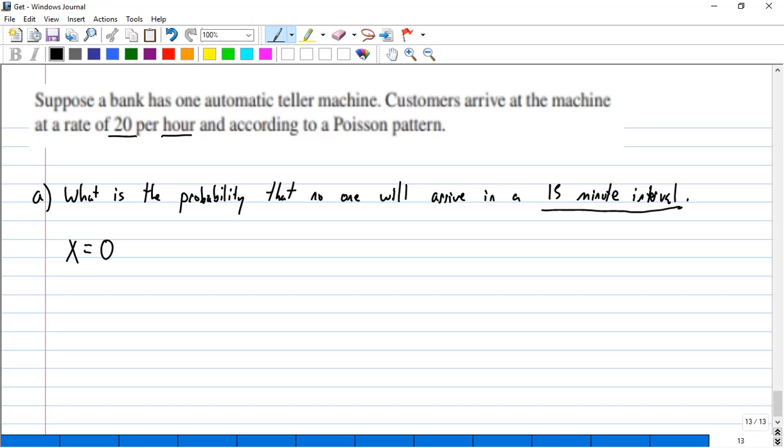So, if on average 20 people arrive in an hour, how many 15-minute intervals are in an hour? 4. So does that mean 60 people arrive every 15 minutes? No, that wouldn't make sense, would it? So you have to divide by 4. If we know 20 arrive in an hour, then on average, 5 will arrive every 15 minutes. So my lambda is 5.